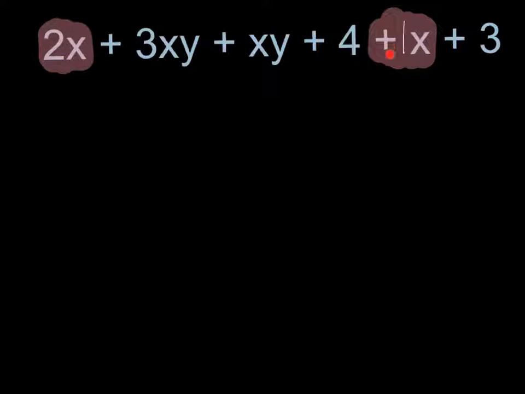Now because these are the same exact term, we can combine these together. And know that we're always going to add when we combine like terms. Always, always, always. So we're going to think in our head, what is 2x plus 1x? 3x.